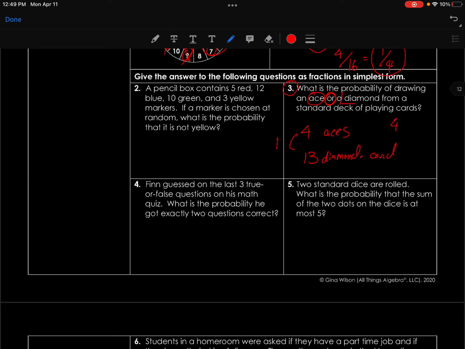So what you do is you add 4 plus 13, which will give you, what is that? 17? I can't do math right now. And you subtract the number of overlaps, which is 1. So 17 minus 1 will give you 16. The total number of cards in a deck is 52. So the probability that you get an ace or a diamond is 16 over 52, which will give you 8 over 26, 4 over 13. 4 over 13, and we are done.